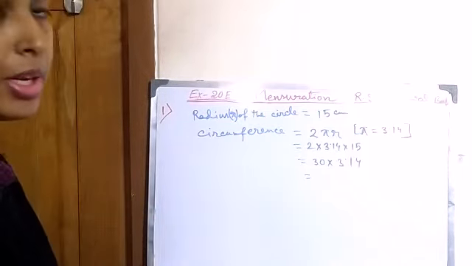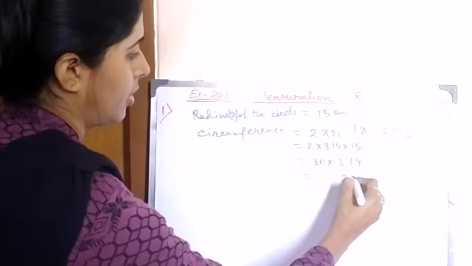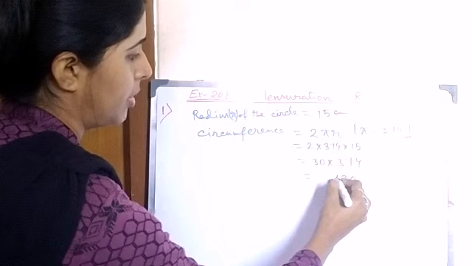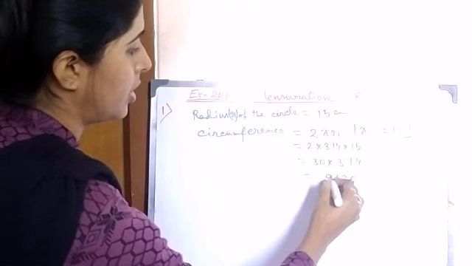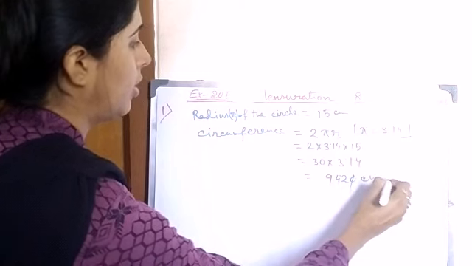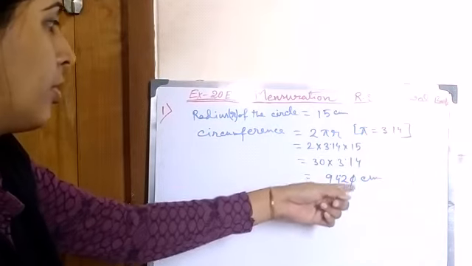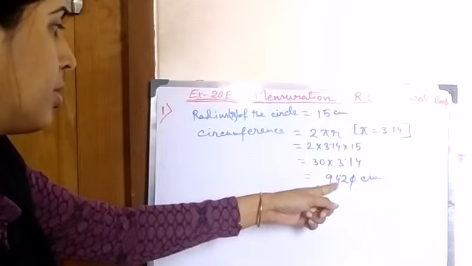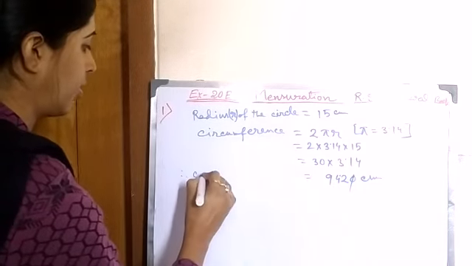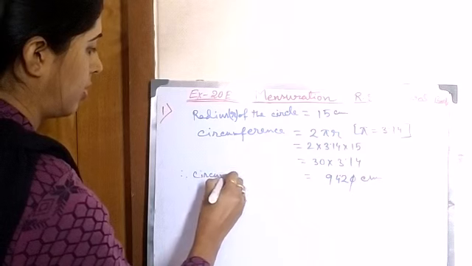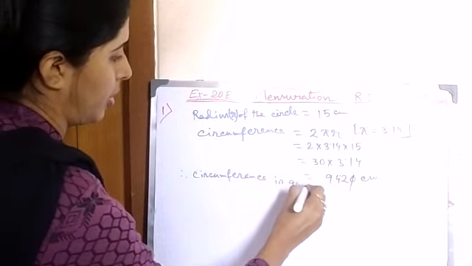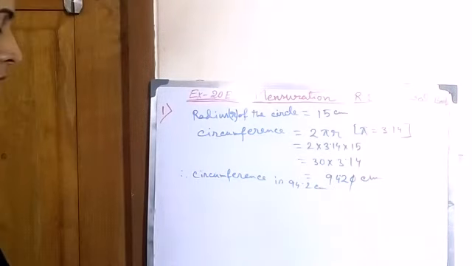By 3 we will multiply at first. 3 4s are 12. A 0 will be put. 3 1s are 3 plus 1, that means 4. 3 3s are 9. That 0 will be cancelled and the unit will be centimeter. Therefore the circumference is 94.2 centimeter. This is the answer.